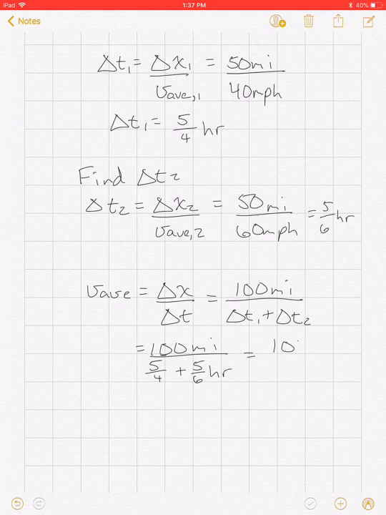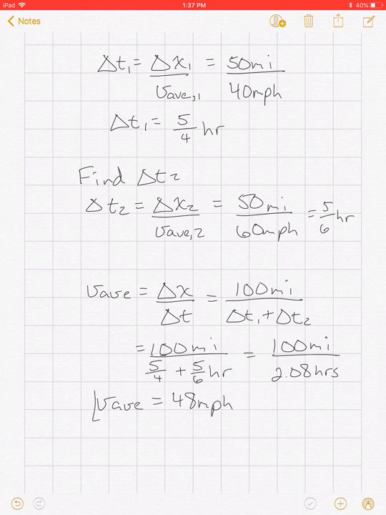If I plug this into my calculator, that gives me about 100 miles over 2.08 hours. Okay, and that means my average velocity for the whole trip ends up being 48 miles per hour. So no, we can't just average the two values together, because doing different legs of it at different speeds changed the overall time from what we expect.